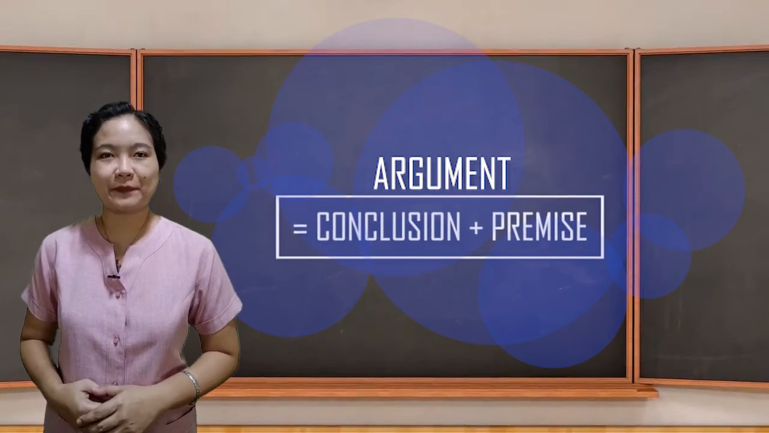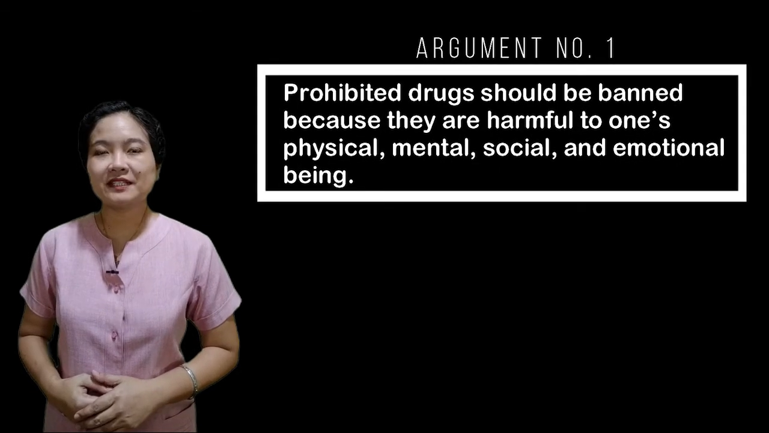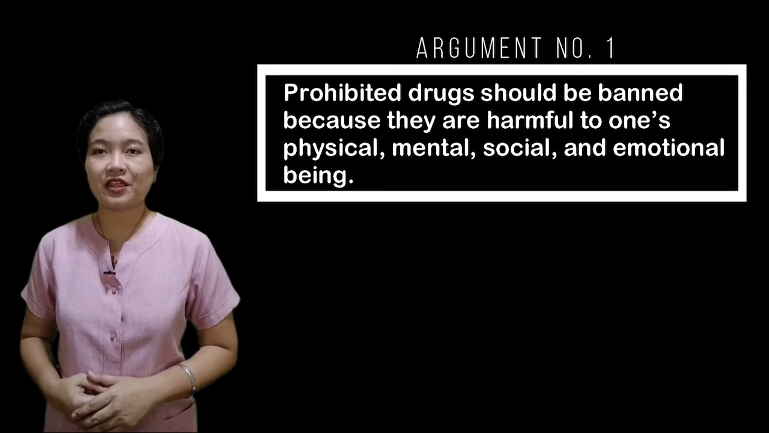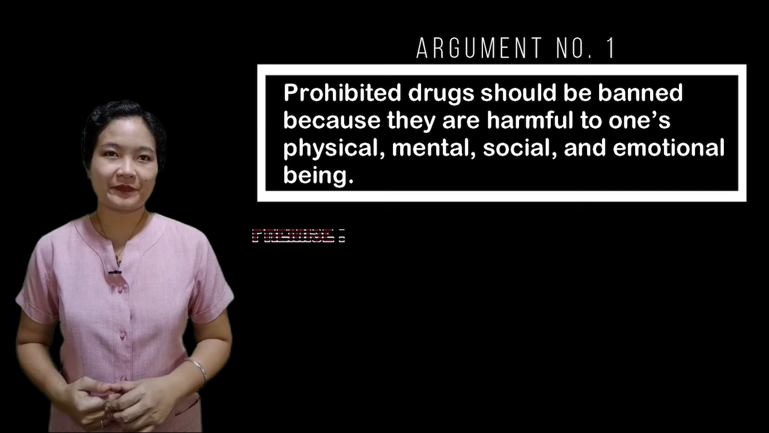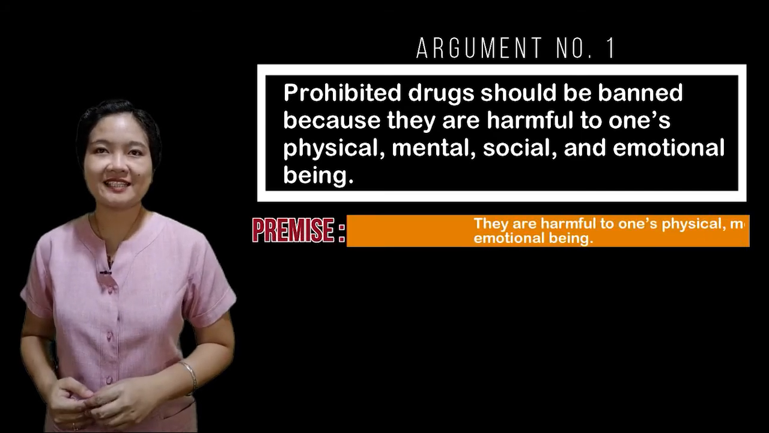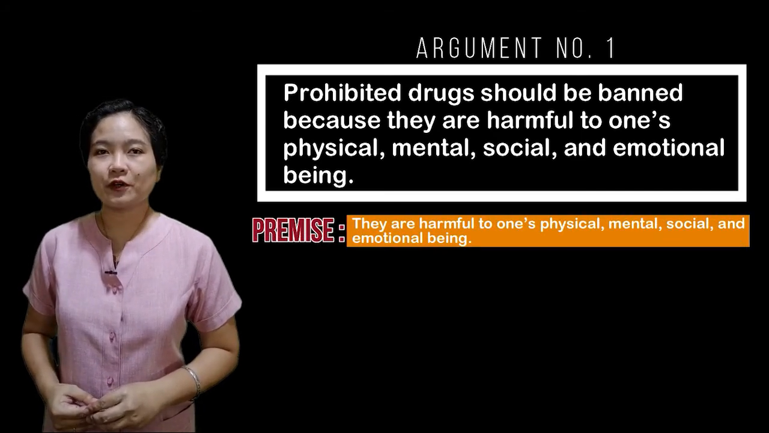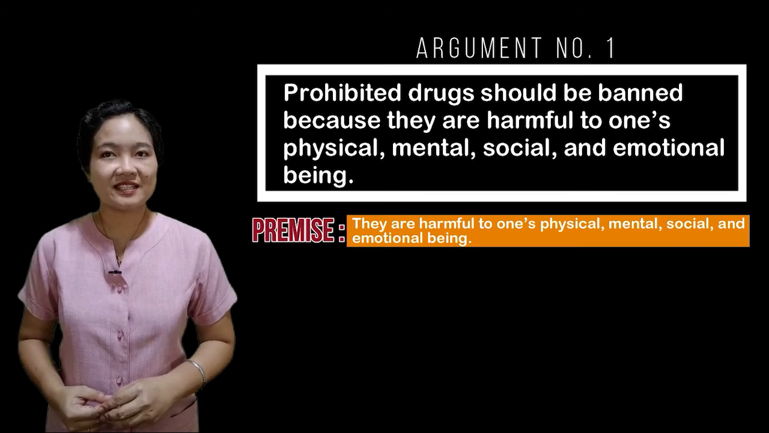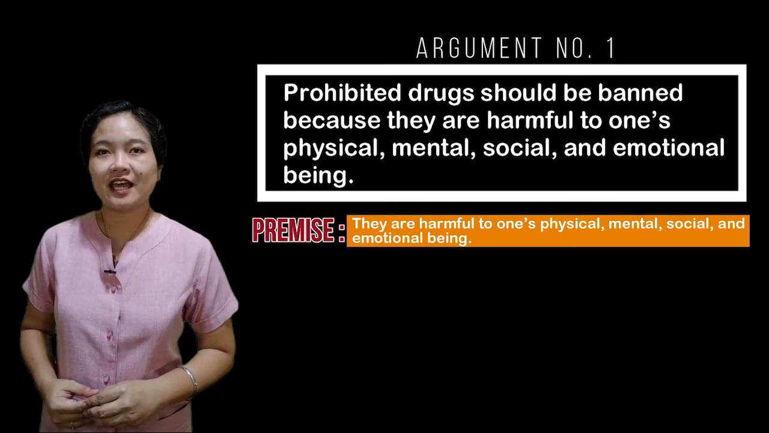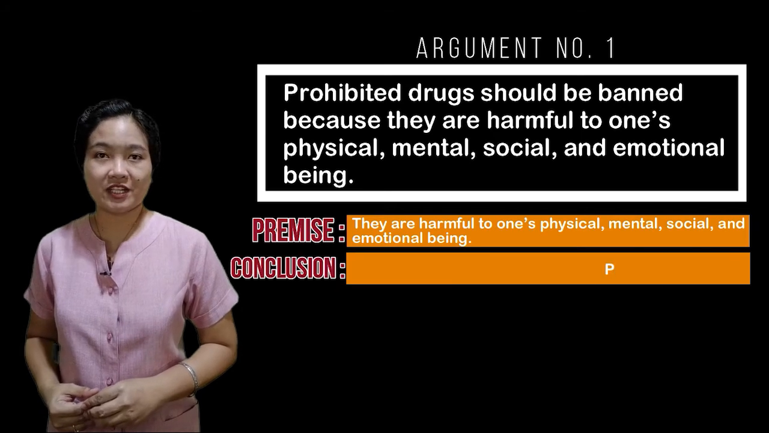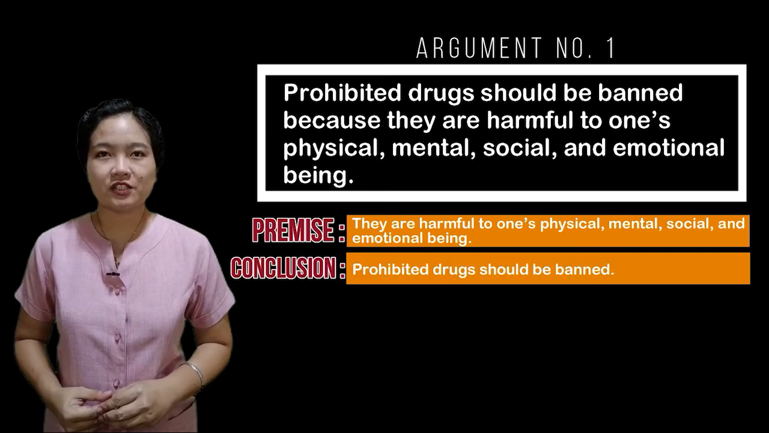Let us have examples. Argument 1. Prohibited drugs should be banned because they are harmful to one's physical, mental, social, and emotional being. The premise is they are harmful to one's physical, mental, social, and emotional being. Conclusion: prohibited drugs should be banned.